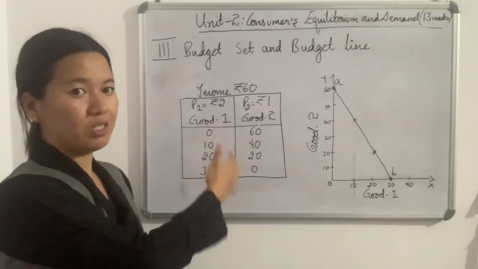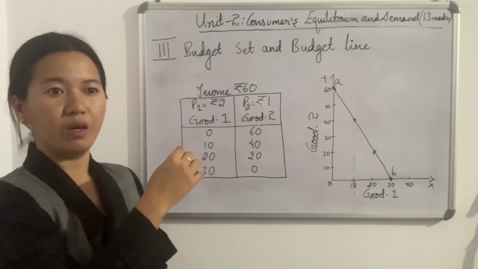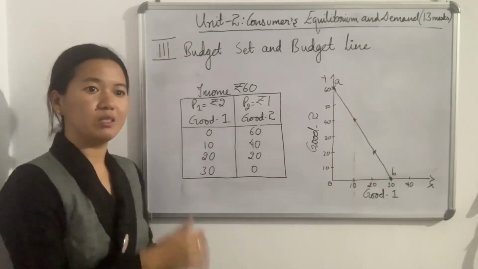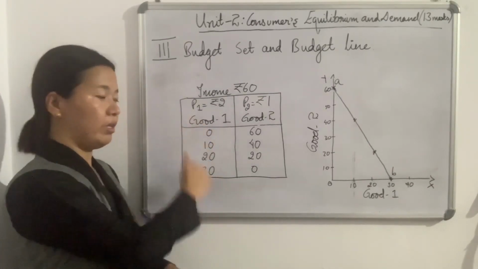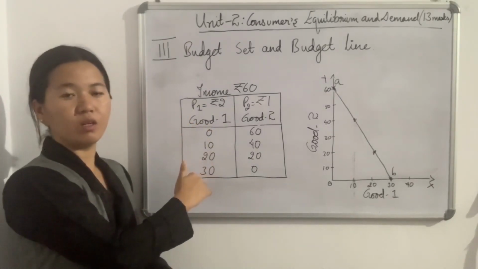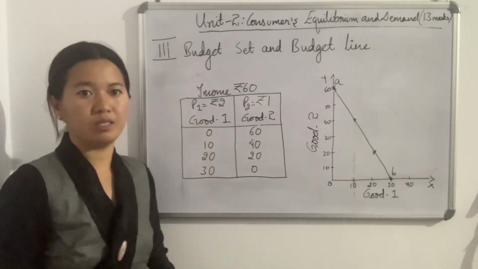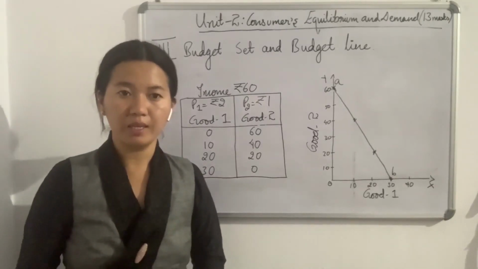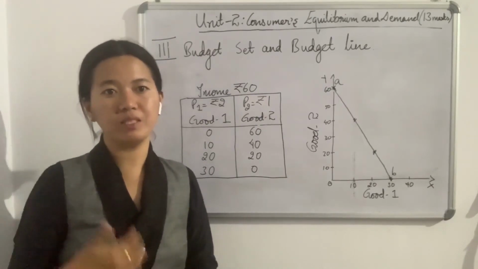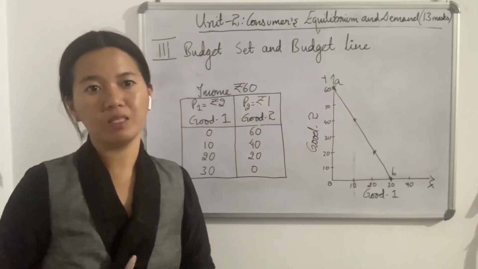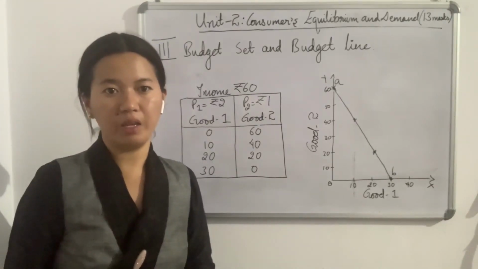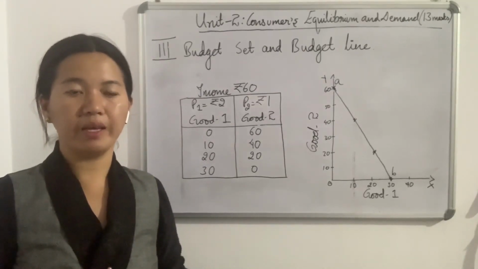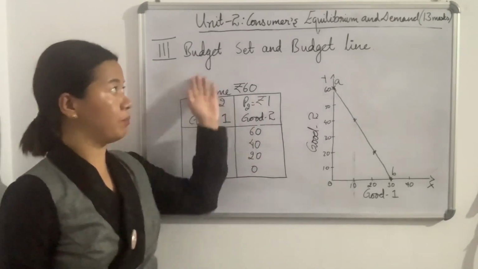So this is the budget set. What is the meaning of budget set? It is the set of various combinations which the consumer is able to purchase given his income and the prices of the two goods. He can either spend all of his income, or he can spend less of his income and keep the remaining as his saving. So this is the budget set.